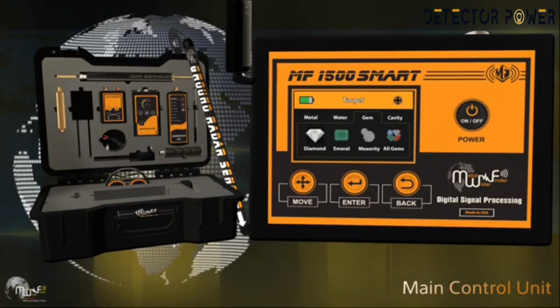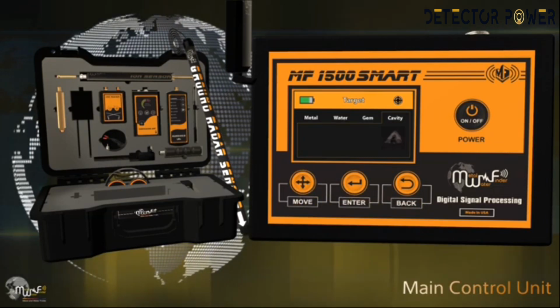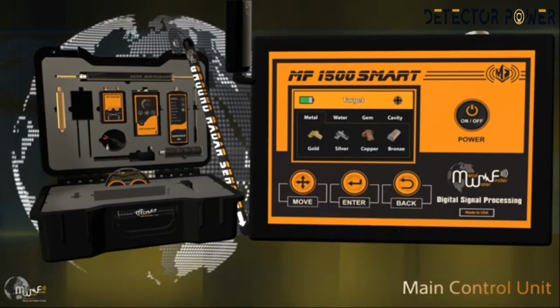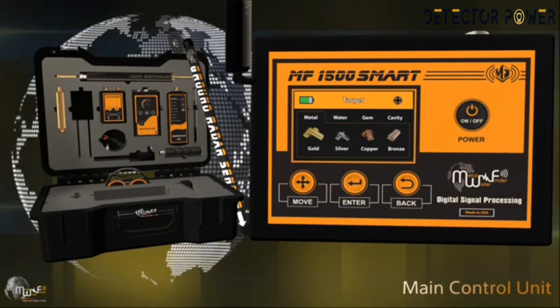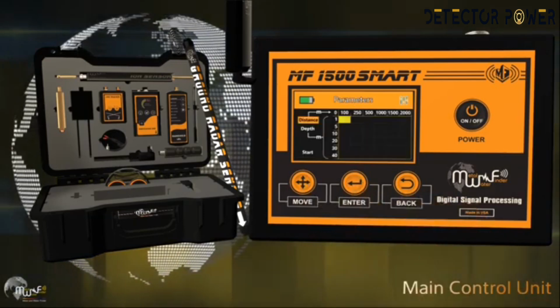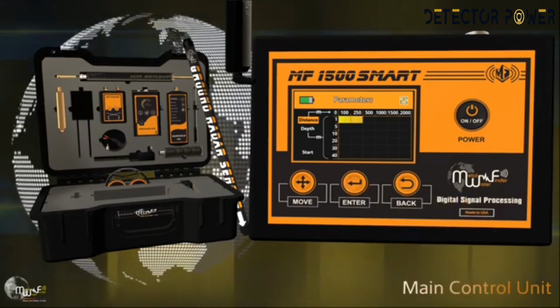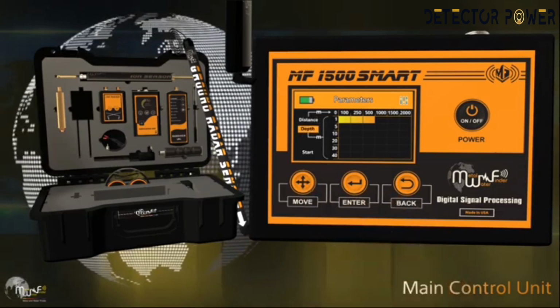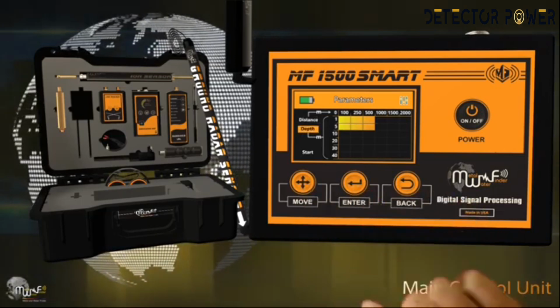Gems list including diamond, emerald, meteorite, and all types of gemstones. Cavities list for detecting caves, voids, and tunnels. Navigate to the metal list, for instance. Select silver. This will lead you to the search criteria interface to choose the desired search distance, up to 2,000 meters. And then select the desired search depth, up to 40 meters.